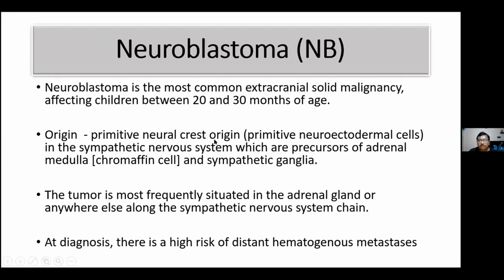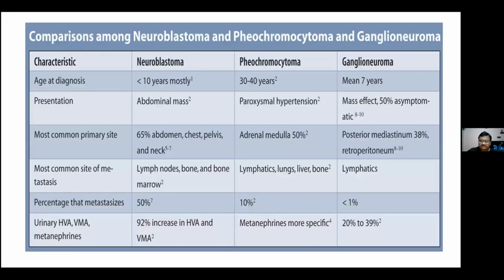Its origin is neural crest cells in the sympathetic nervous system, which are precursors of the adrenal medulla, the chromaffin cells, and the sympathetic ganglia. The tumor is most frequently situated in the adrenal gland or anywhere else along the sympathetic nervous system chain. At diagnosis, there is a high risk of hematogenous metastasis.